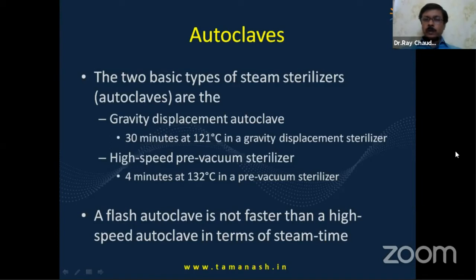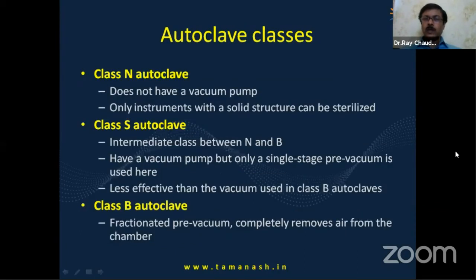High-speed pre-vacuum sterilizer has a pre-vacuum stage in which it drives out all the air, sucks out all the air by creating a vacuum, so that when the steam is let in, it goes inside the luminous instruments easily. And these usually have two settings, either 30 minutes at 121 degrees centigrade or 4 minutes at 132 degrees centigrade. So as such, high-speed, good quality sterilizers do not take more time than a flash autoclave, which we will be talking next.